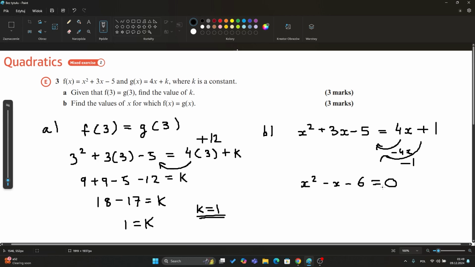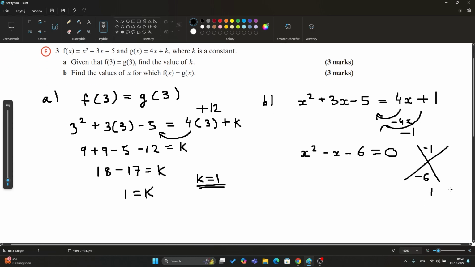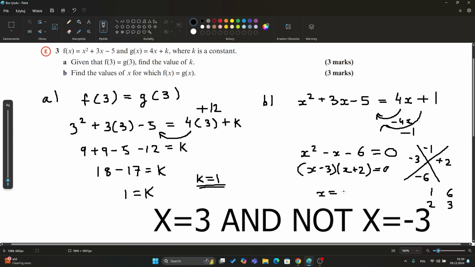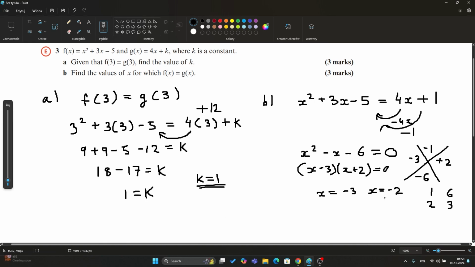We solve it using factorization. So here is negative 1, negative 6. We write out our factors, so 1, 6, 2, 3. We then check which one of those will suit the following, and it will be minus 3 plus 2. So x minus 3 and x plus 2 will equal 0. So x equals 3 and x equals negative 2.